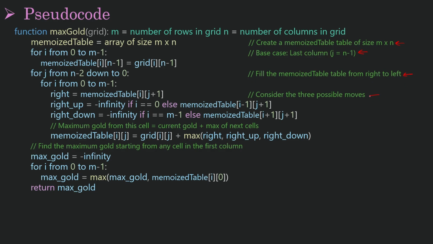Consider the 3 possible moves. Maximum gold from this cell equals current gold plus max of next cells. Find the maximum gold starting from any cell in the first column. This pseudocode builds the memoized table iteratively, starting from the last column and working backward to the first column, then finds the maximum gold by starting from any row in the first column.